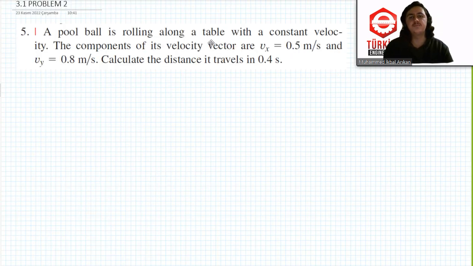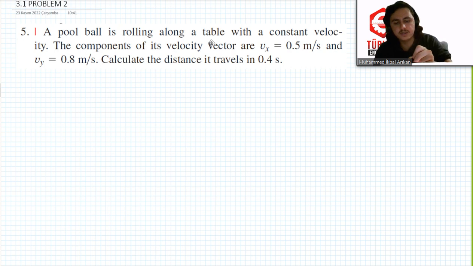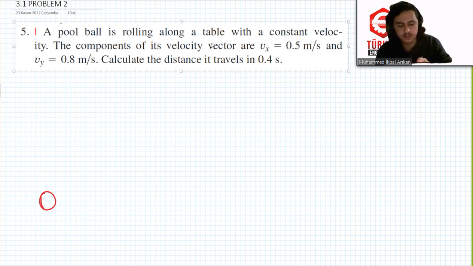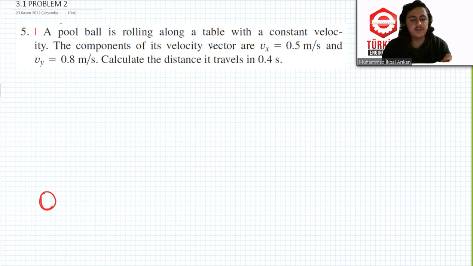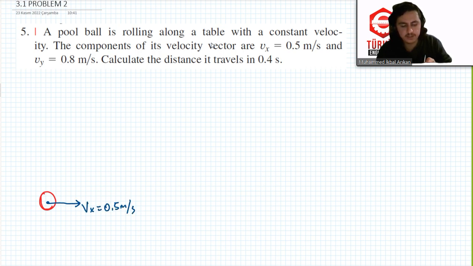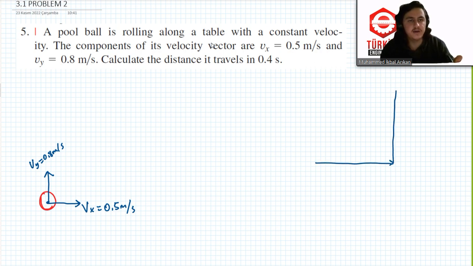Yes, this is the second problem. We have a pool ball, just draw the pool ball. It will move with two components of velocities. So let's draw the velocities. I have a velocity in the x direction, which is 0.5 meter per second, and I have Vy, which will be 0.8 meter per second. So I must get a resultant of them, right? When you put Vx, then you put Vy, so you must get a resultant V.